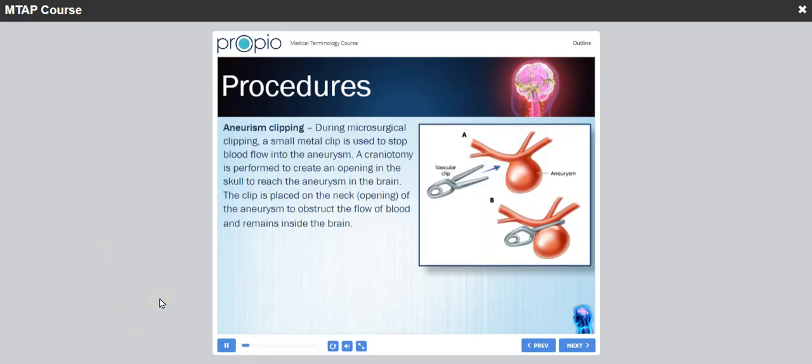Carpal tunnel release. During a carpal tunnel release, a surgeon cuts through the ligament that is pressing down on the carpal tunnel. This makes more room for the median nerve and tendons passing through the tunnel and usually improves pain and function. Carotid endarterectomy. This is the procedure to remove plaque that is clogging the carotid artery.